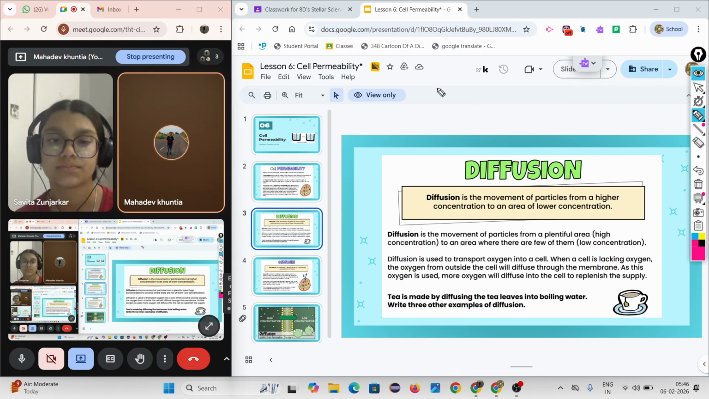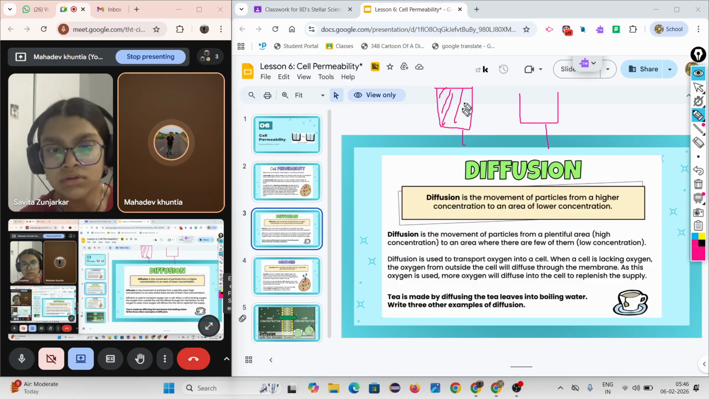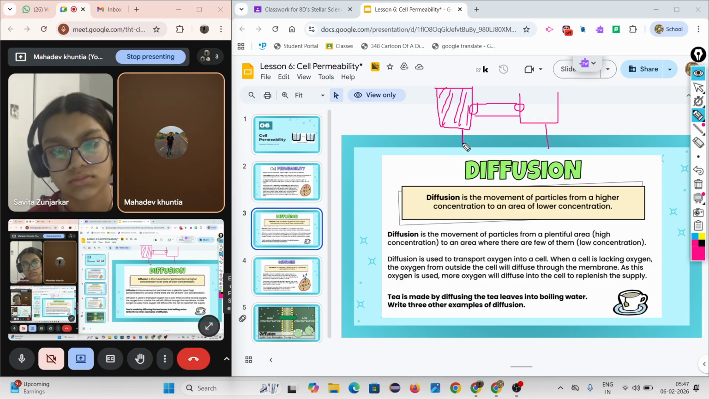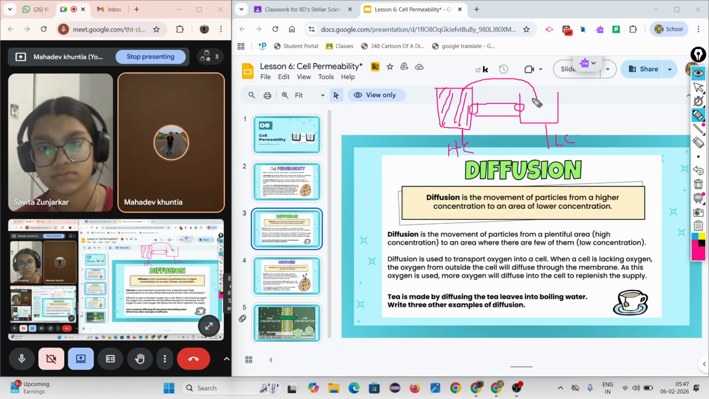Suppose, as a normal example, you have two buckets. Bucket number one is filled with water. Bucket number two has no water. If you use one pipe to connect bucket number one and bucket number two, water is coming from bucket number one, where water is in higher concentration, to bucket number two, where the water is in lower concentration. So finally, water is coming from higher concentration to lower concentration, from bucket number one to bucket number two. Yes, this is called diffusion.